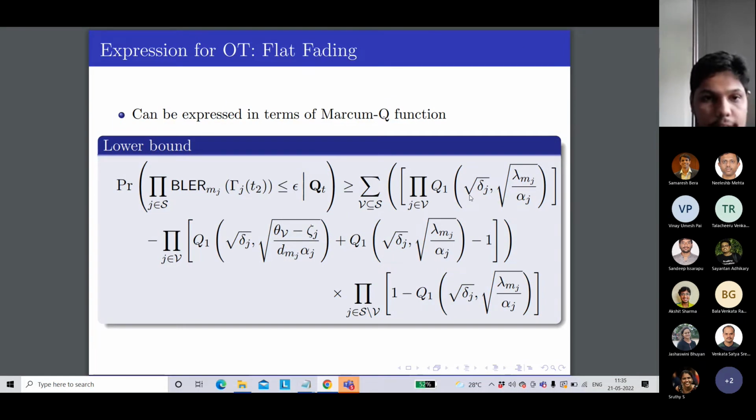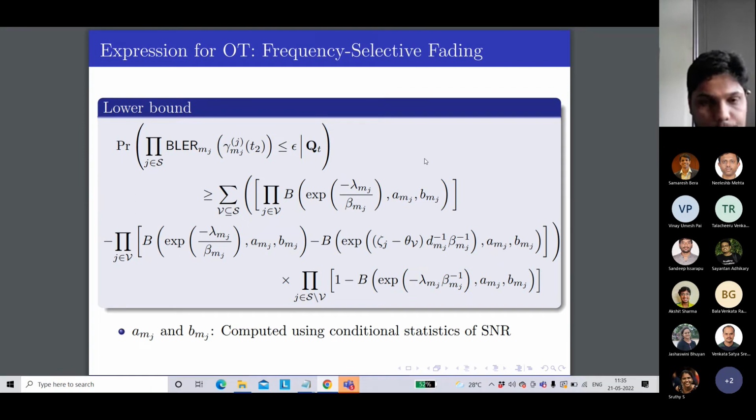Similarly, we will see the expression in the frequency selective fading case. It can be expressed in terms of the regularized incomplete beta function, because the effective SNR is modeled using a beta random variable. Again, the beta parameters we compute using the conditional statistics of the SNR. So we know how to compute the conditional probability for both OT and JT, and we saw it for both flat fading and frequency selective fading scenarios.